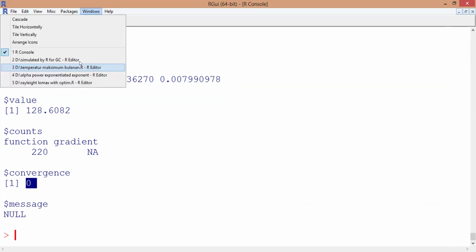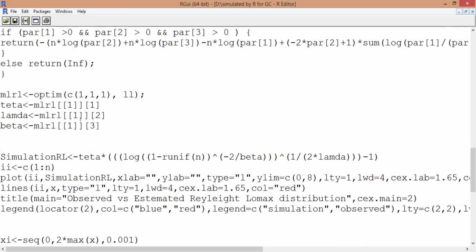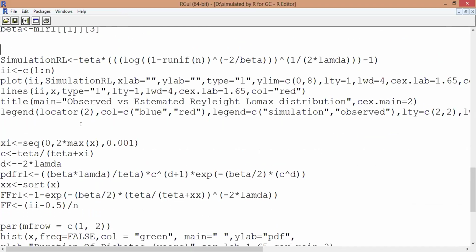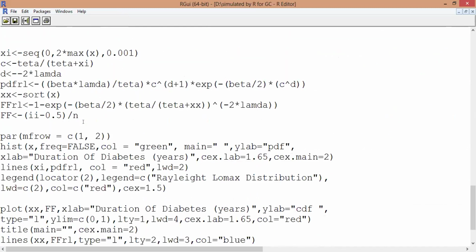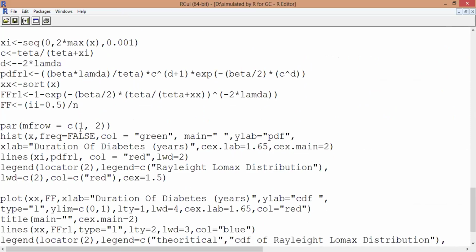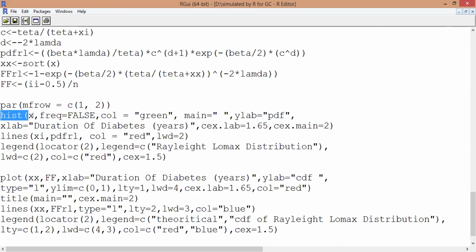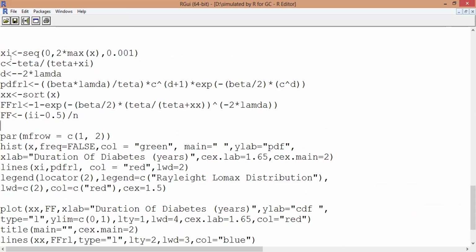Before we do the simulation, we check our estimated parameters by using the density plot and the quantile plot. The density plot compares the histogram of the data and the density function. This one is the density function, which we can find in equation 4. This one, the cumulative, you can find in equation 3. Okay, we run our program.